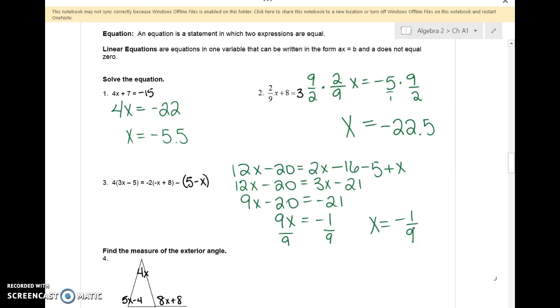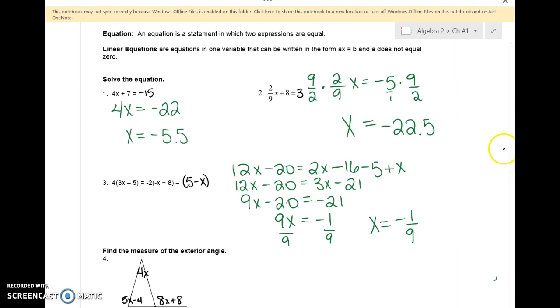In this case, our answer happens to be a nice, easy to write fraction. We don't have to simplify the fraction, so why would you take the time to plug it into your calculator to get a decimal that you're probably going to have to round when you can just leave it as negative 1/9? So if it comes out nicely as a fraction that you don't have to simplify, go ahead and leave it as that fraction.